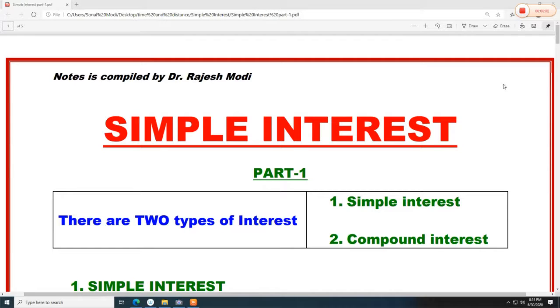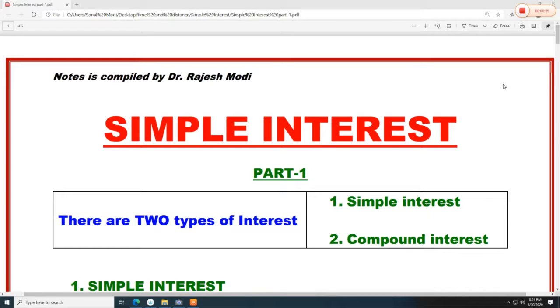Welcome friends, we are going to start a new topic on simple interest. This particular topic comes under the major category of arithmetic. Under arithmetic we already discussed profit and loss, time and work, and percentage. Now this is the fourth chapter, which is also a part of quant, or you can say arithmetic.